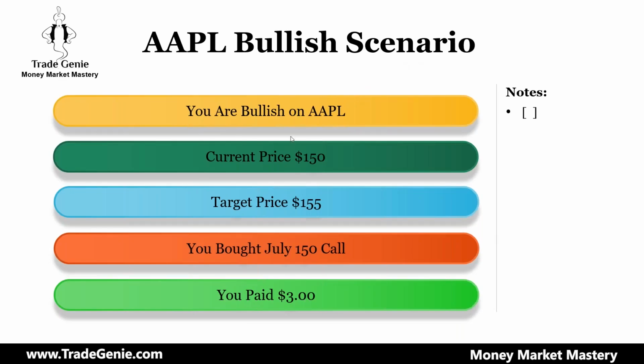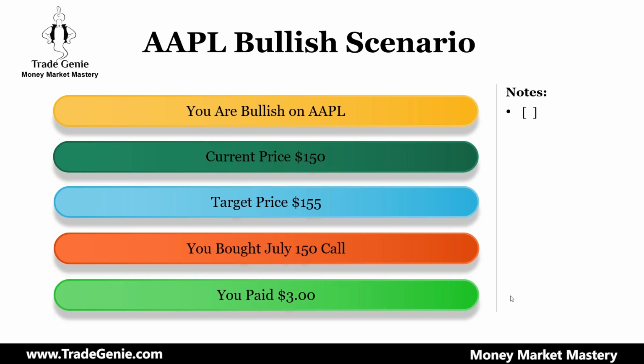So I'll give you an example on Apple. Let's say you're bullish on Apple and the current price is 150. The target you determine is 155. So you bought July 150 calls. Let's say you bought the July 150 call in the month of June. You paid $3 for it. Now you have many options for how you will sell.